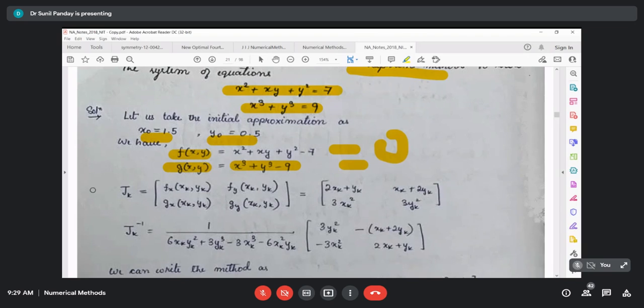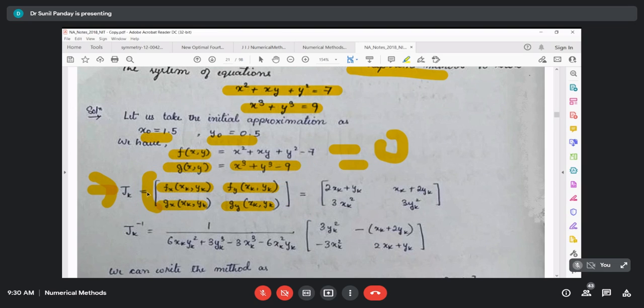Then we have to calculate the J k matrix. J k matrix is f of x at x k y k, f of y at x k y k, g of x at x k y k, and g of y at x k y k, and they are all partial derivatives. It is the Jacobian of the functions f and g with respect to the two variables x and y, evaluated at the point x k y k.